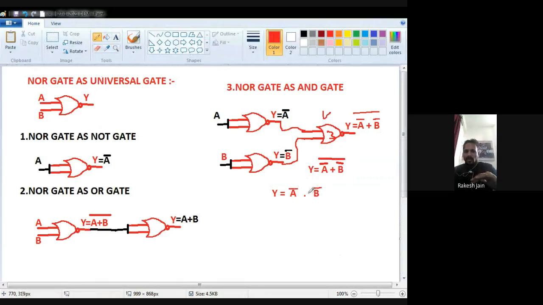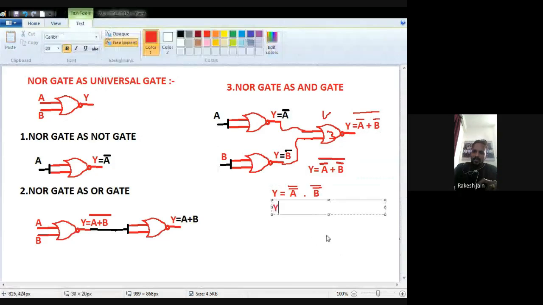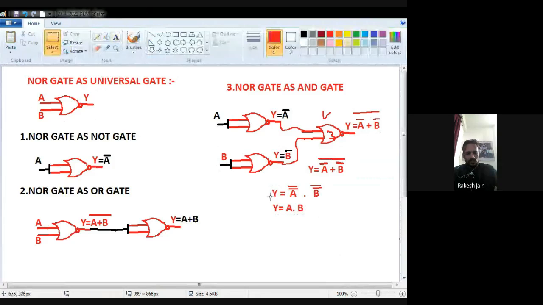So just split the, and individually they are barred. So now we know that bar to bar is cancel out. So y is equal to A dot B only. So at the output I will find y is equal to A dot B. Actually this output is what now becomes y is equal to A dot B.